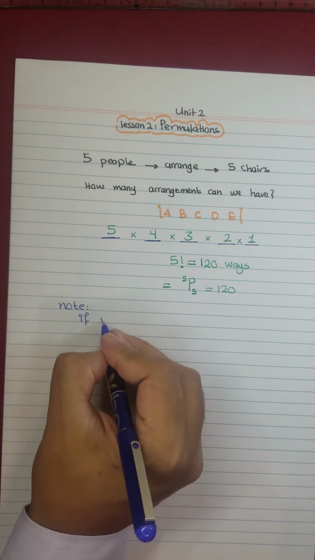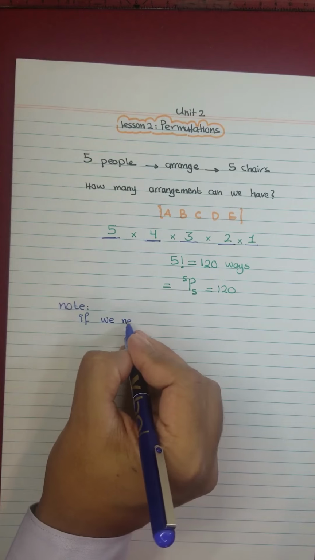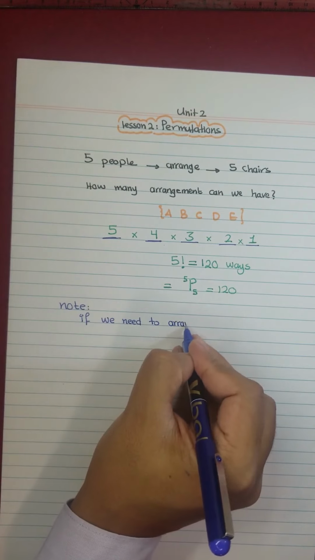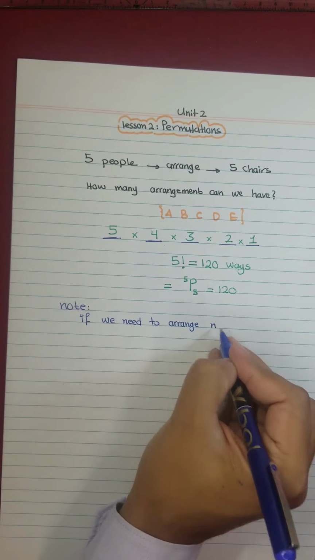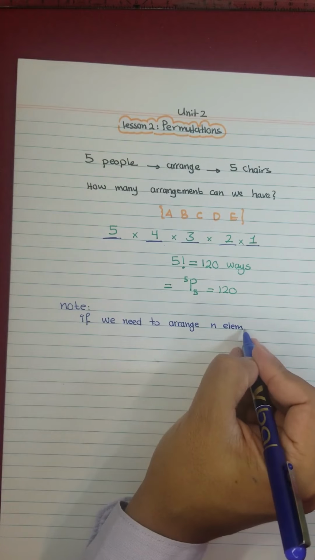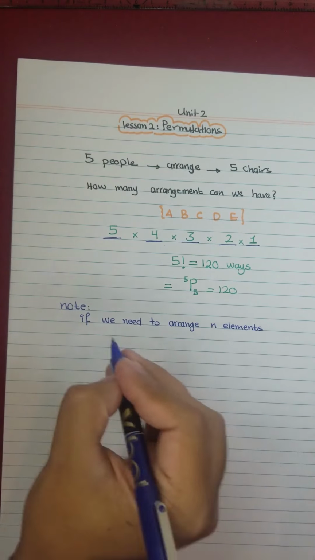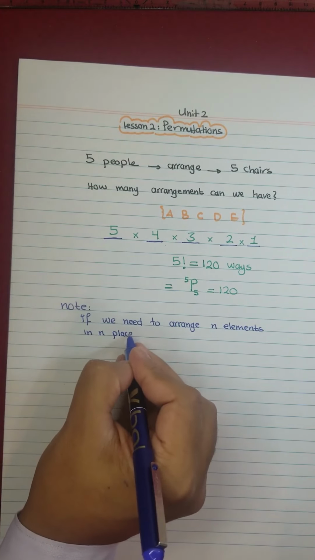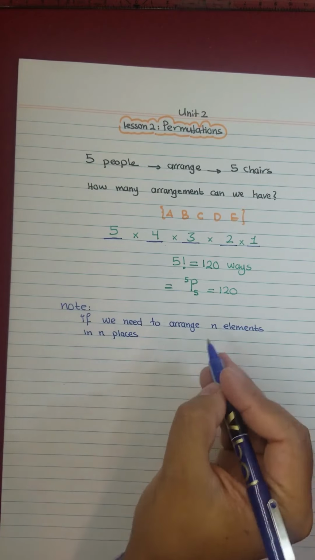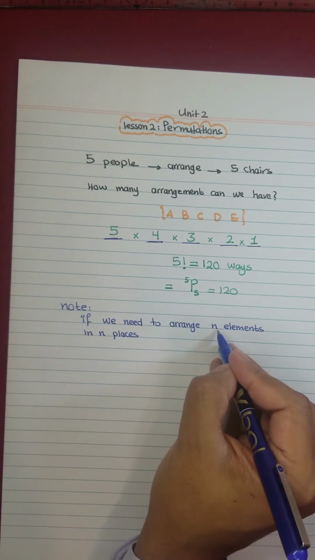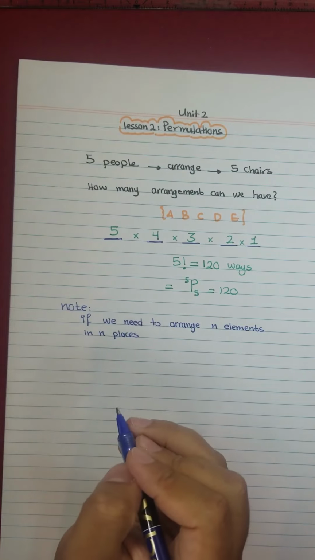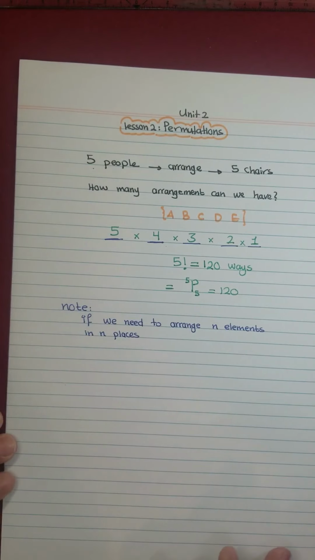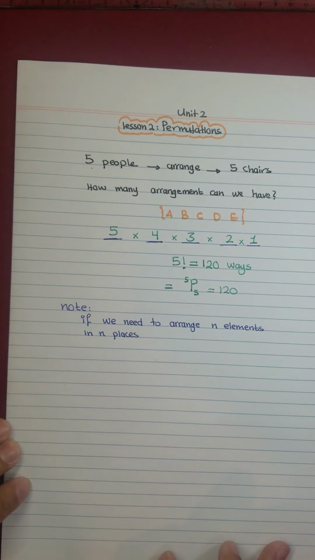So if we need to arrange n elements in n places, n elements in n places. You notice that the number of the elements is equal to the number of the places. You have 5 people, 5 chairs. You have 5 people and you want to arrange them in 5 chairs. So everyone is going to be seated.